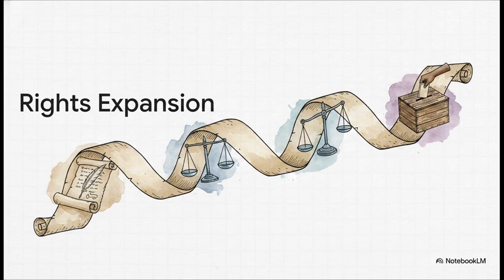And just look at the massive expansion of the electorate. We went from just white male property owners to African American men via the 15th Amendment, to women in 1920 with the 19th Amendment, and later abolishing poll taxes and lowering the voting age to 18.